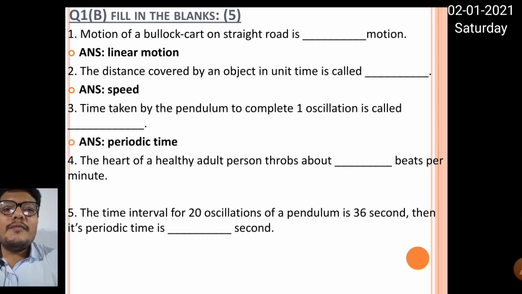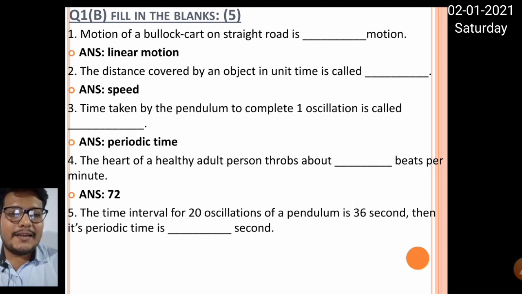Number 4, the heart of a healthy adult person throbs about 72 beats per minute. In one minute it throbs 72 times. Number 5, the time interval for 20 oscillations of a pendulum is 36 seconds. Now total oscillation is 20, and time required is 36 seconds. Then what is required to find out? That is time period or periodic time.